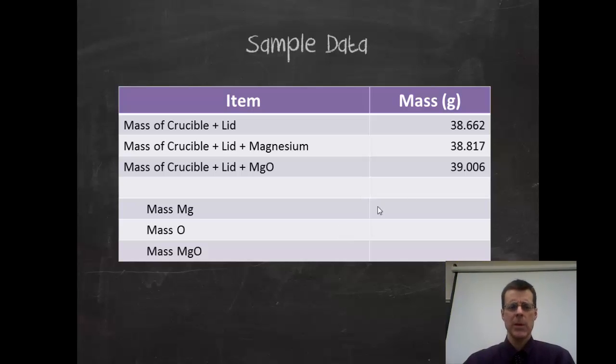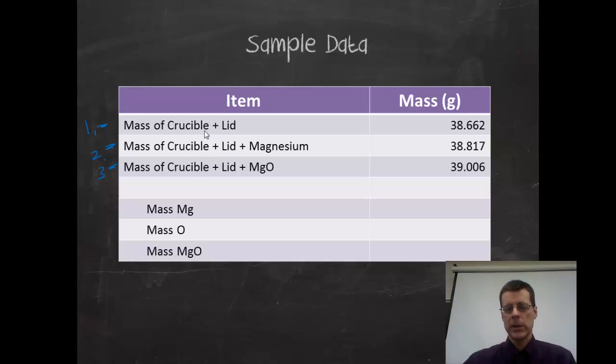Here's some sample data. Your data table is going to look like this. On the top are three things that we are actually going to be able to measure. So I'm just going to label them 1, 2, 3. I'm going to be able to put these things on the balance and directly measure them.